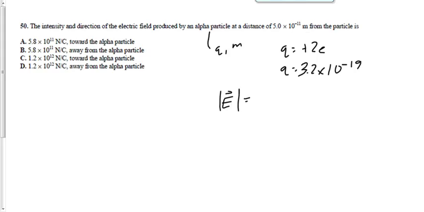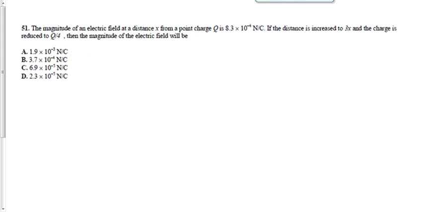It's plus 2e. It's a positive particle, so it's going to be away from the alpha particle, D. 51. All right, the magnitude of an electric field at a distance x from the point charge is this value. The distance is increased to 3 times, the charge is reduced to 1/4 the charge. What's the new electric field?